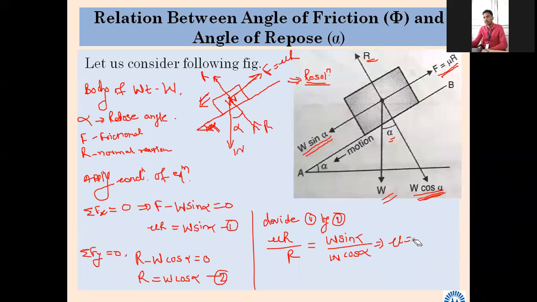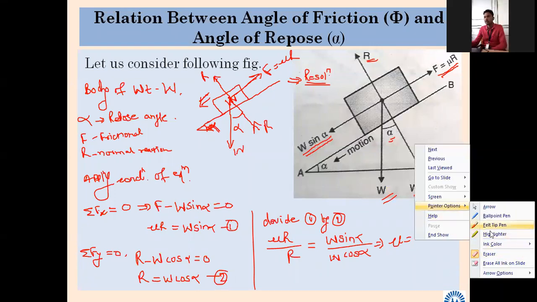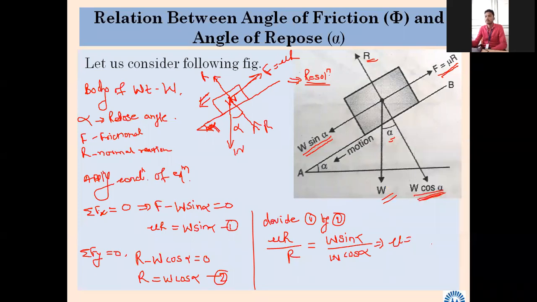W will get cancelled. Then what will remain? Tan alpha. And what we want to find? A relation between angle of friction phi and angle of repose alpha. Whether mu is equal to tan phi, tan inverse phi? No. Whether these are the two required terms.